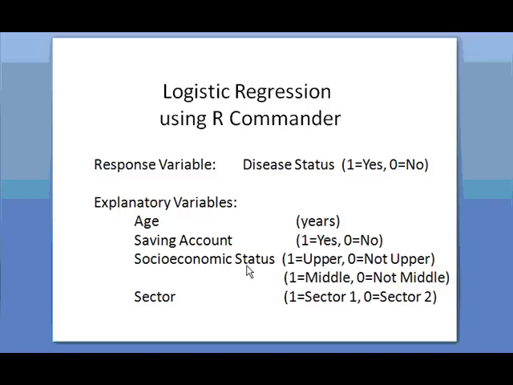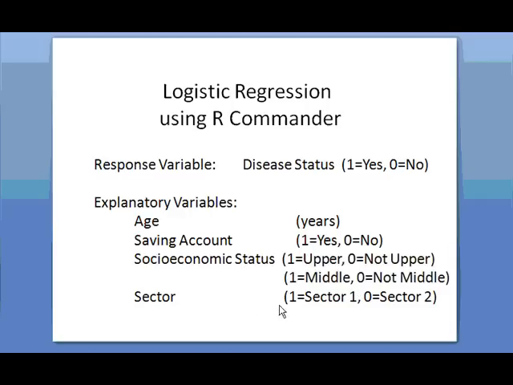For socioeconomic status, there are 3 categories. We can set up 2 indicator variables. The upper indicator variable takes on 1 when it indicates an upper class and 0 indicates not upper class. And we can have another indicator variable, middle class, and when it takes 1 it indicates middle class and 0 not middle class. And of course when both of these take on 0, that's indicating the lower class, and the lower class is the base class for this categorical variable.